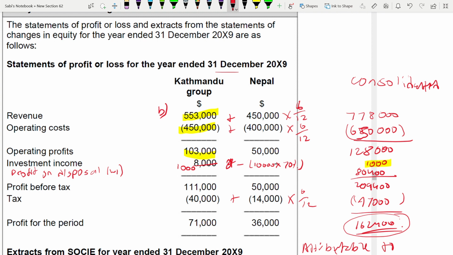Because this is for the parent's point of view we are showing. So 70% is the parent, which is Kathmandu Group. So you have to deduct 70% of that 10,000, the dividend, from 8,000. Then you are left with 104. Profit before tax will be 104,000. Tax is 40,000. And you are left with profit for the period 64,000. You have to write this as profit for the period from continuing operation.